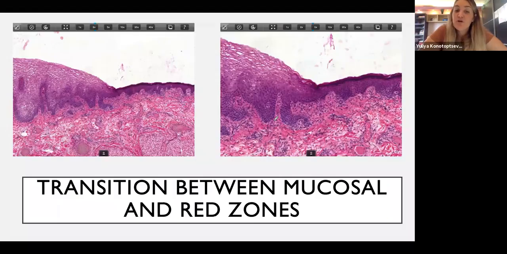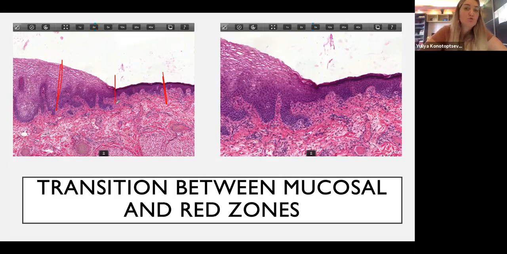Okay, so sebaceous, we have talked about it. Here we can see the transition between the mucosal and the red zone, right? So this is the lining mucosa, this is the vermilion zone, and you need to see that the transition is abrupt. Remember this word. So it's not a gradual transition, it's abrupt. And we can see this transition very well with a naked eye, especially when you're dehydrated.